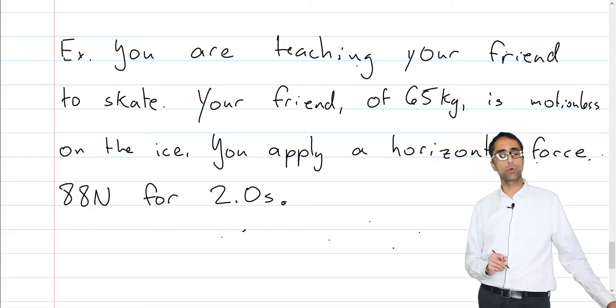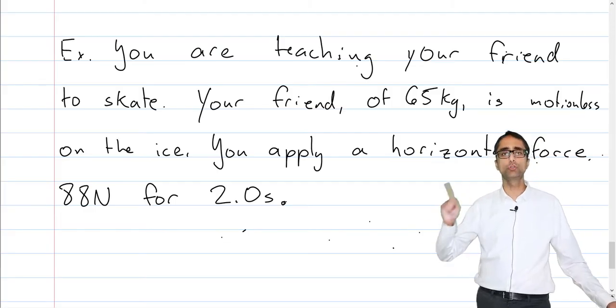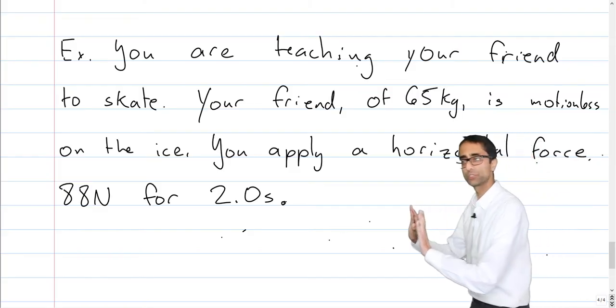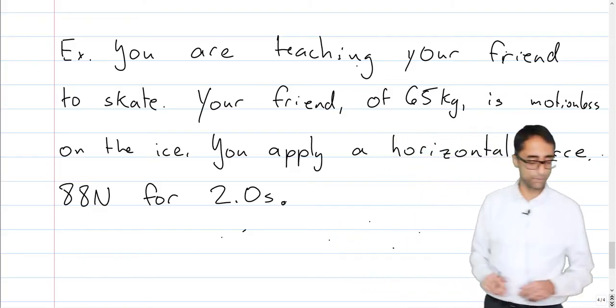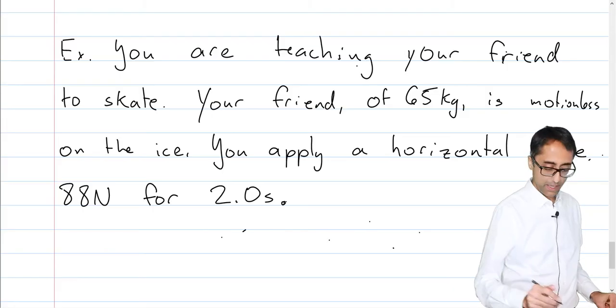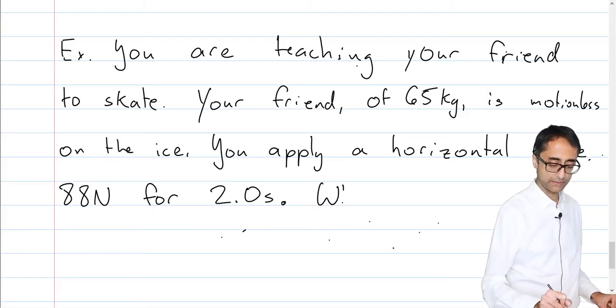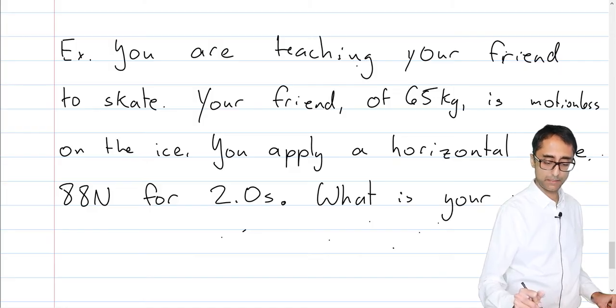And so you'll apply this horizontal force on your friend for 2.0 seconds. So you basically walk up to them, behind them, you start pushing them for 2 seconds with a force of 88 newtons. What is your friend's speed now? At the end of that 2 seconds, what is your friend's speed?